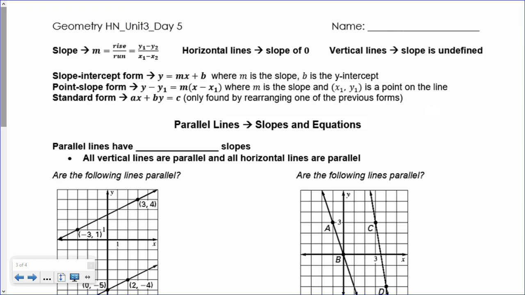For our last lesson, we're going to be talking about slopes and equations of lines for parallel and perpendicular. I'm sure you guys have seen this before.